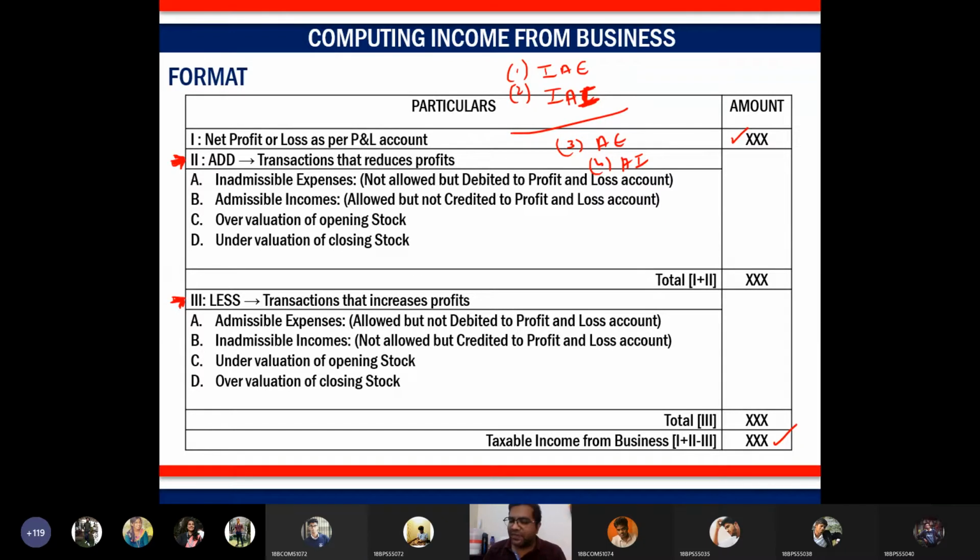So when we say inadmissible expense, what do you mean by inadmissible expense? Inadmissible expenses are those expenses which are not related to business. All those expenses which are not related to business, plus not allowed by the IT department, the income tax department. So that's the meaning of inadmissible expense.